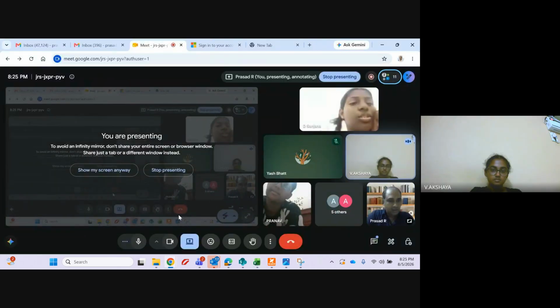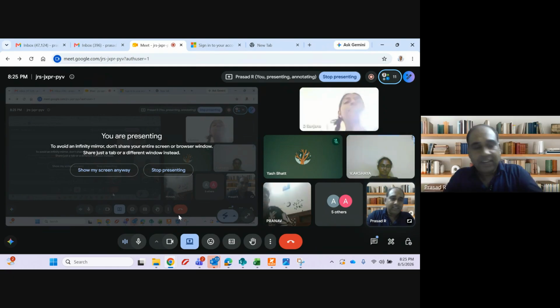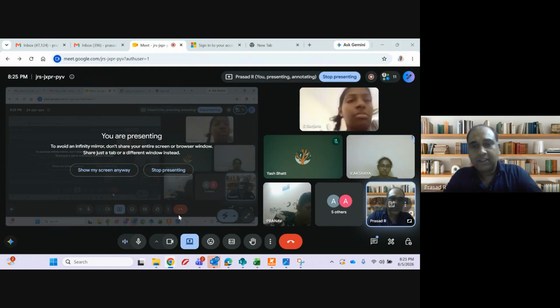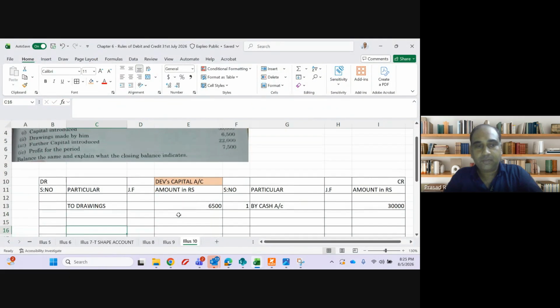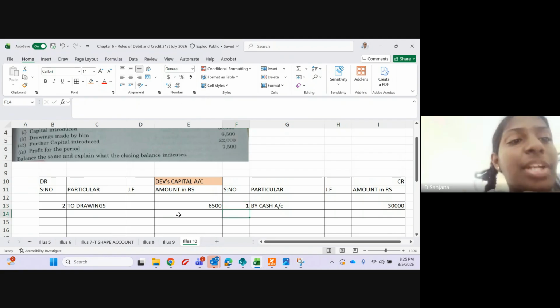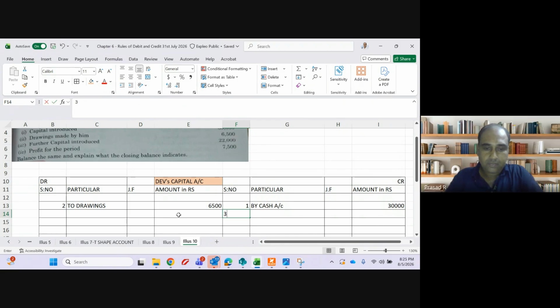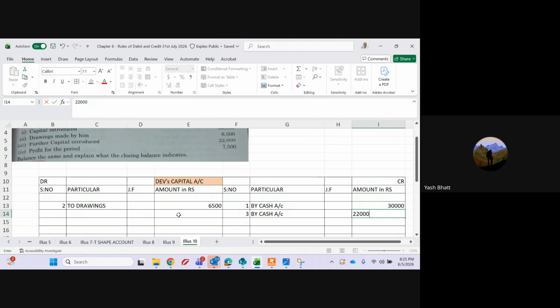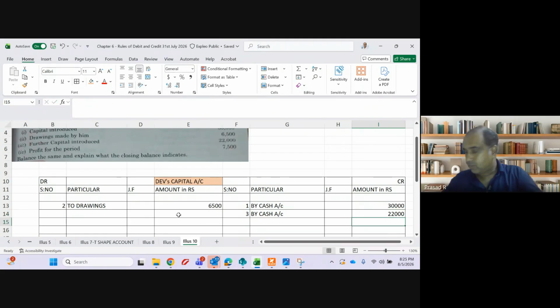No, sir. So capital is reducing. That is why drawings account is debited. Further capital introduced is same as at first entry. Capital introduced: cash account debit to capital, by cash account. How much? 22,000.